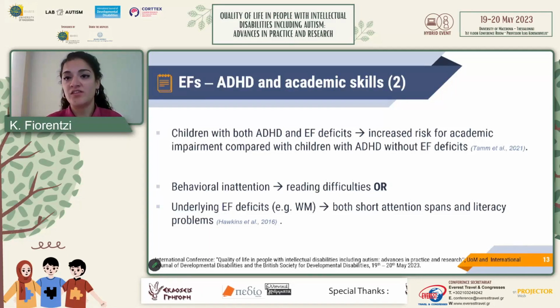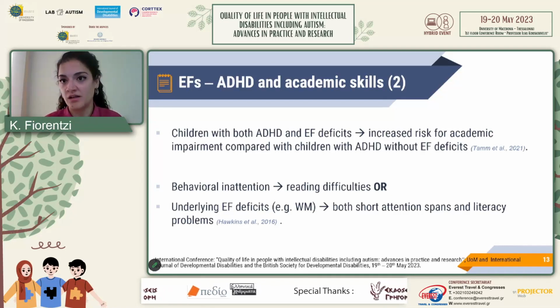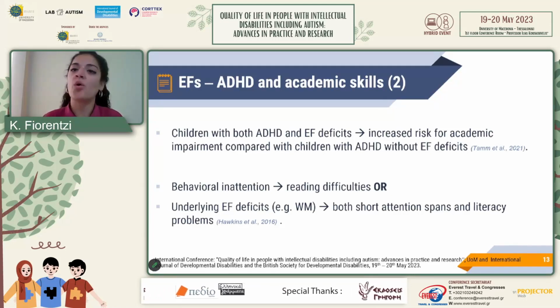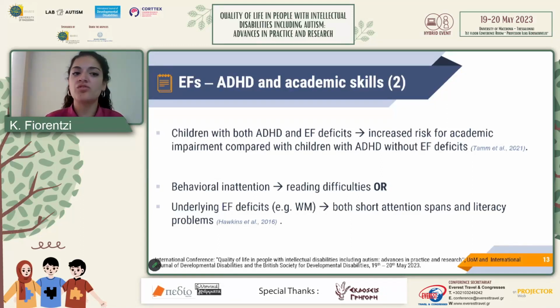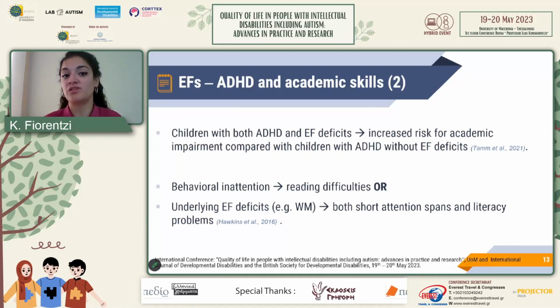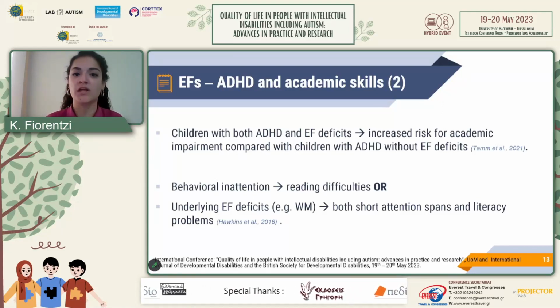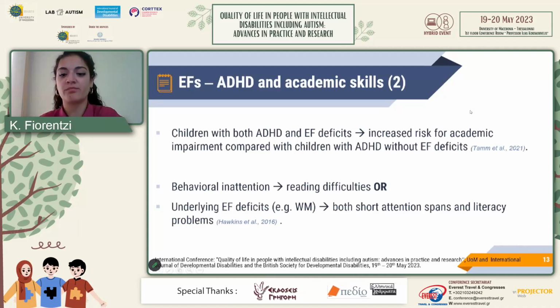And this is even after we control for the effect of early literacy skills like letter knowledge or phonemic awareness. We may also say, however, that there are underlying executive function deficits, and especially in working memory, that result in both short attention spans and literacy problems.